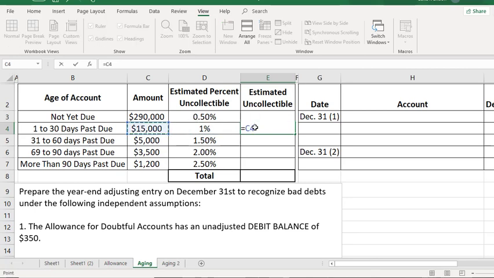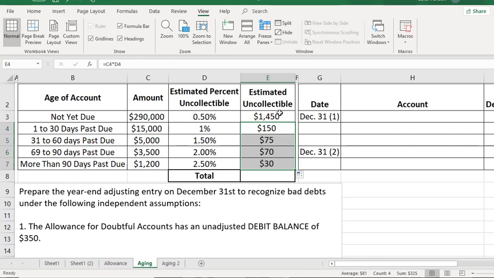So we have $15,000 of the accounts receivable that's between 1 and 30 days past due, and we can multiply that by the 1% that's estimated not to be collectible, 0.01 if you were to convert that to decimal form for your calculation, and that gives us $150. And we can do the same process for the remaining ones to get these remaining numbers.